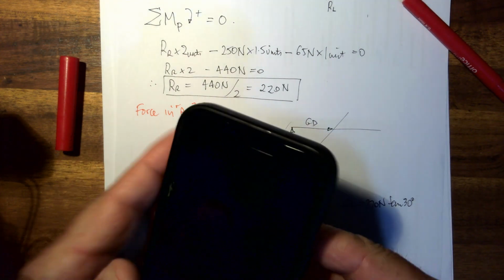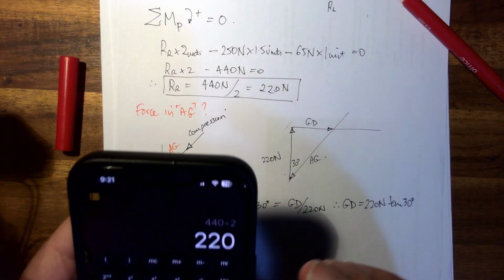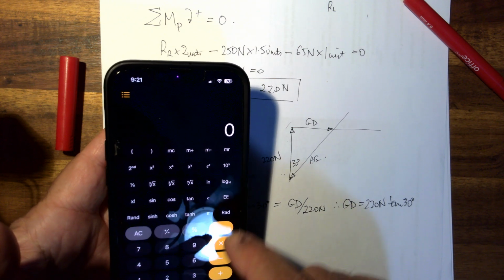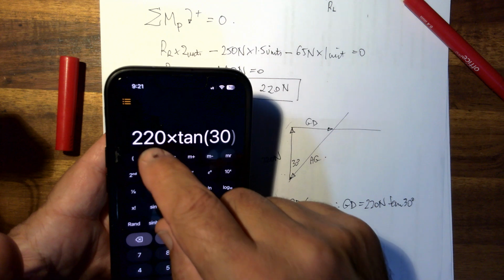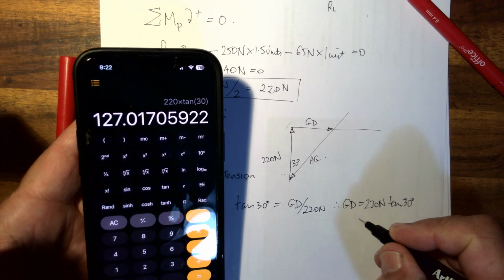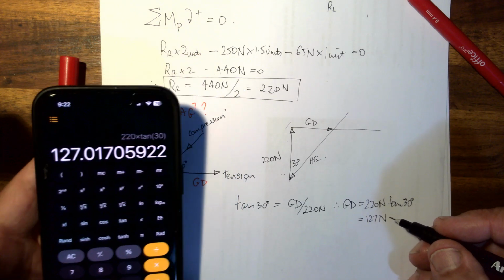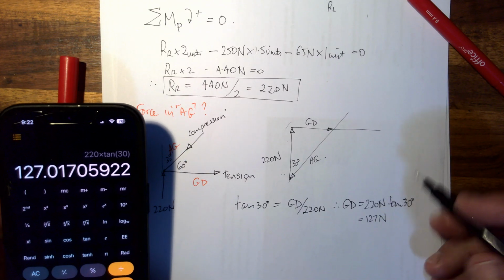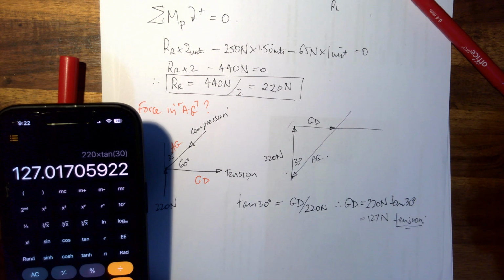Okay, now simple calculation. Let's get the calculator out and do this. So 220 times tan of 30, 127. Let's just say to three significant figures, 127 newtons. And remember, we should say that because it's positive, I've guessed it correctly, it's going to be in tension. So we should always say that.